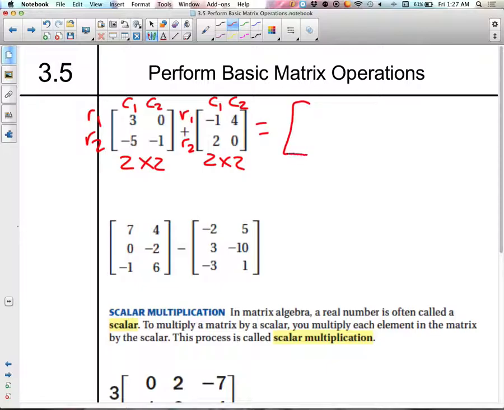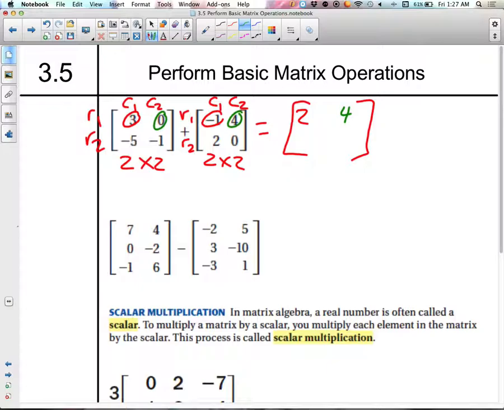My answer is going to be a 2 by 2. So 3 corresponds with negative 1. So 3 plus negative 1 will give me 2. Then I've got 0. It corresponds with 4. Those are in the top right corner. 0 plus 4 is 4.